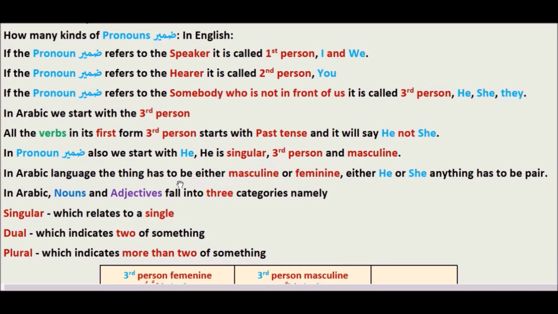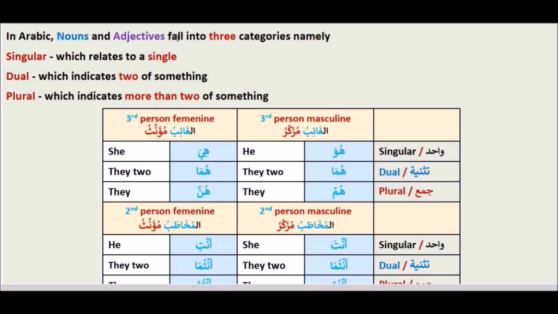In Arabic language, things have to be either masculine or feminine. It's also so in most of the languages. Either he or she, and it has to be a pair. In Arabic, nouns and adjectives fall in three categories: singular, which relates to single; dual, which indicates two; and plural, which indicates more than two. In most languages, it is only singular and plural. In Arabic, a dual is also there.